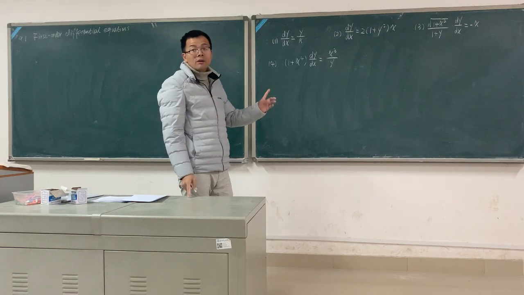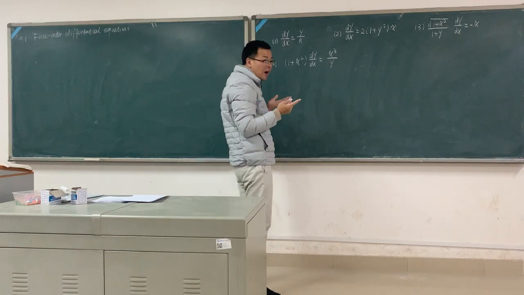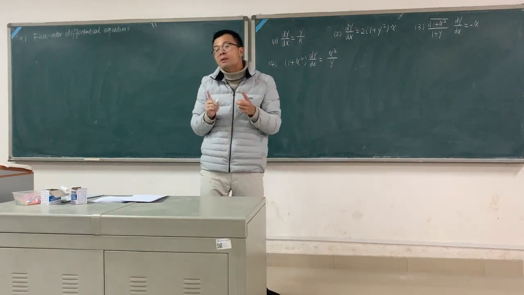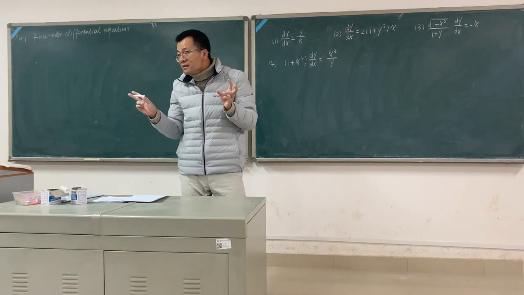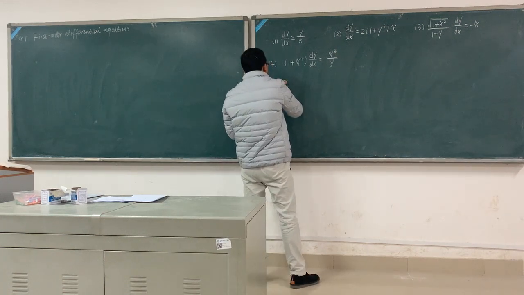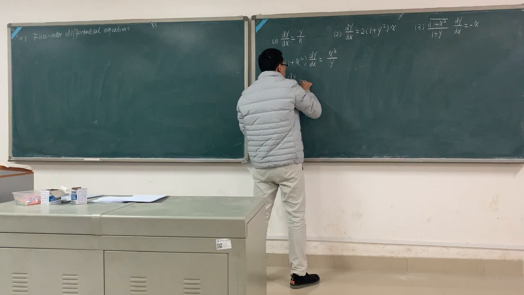Now for the first one, I think it's easy. So dy/dx equal to y by x. The key point is you should write x on one side, y on the other side, okay? So here we have the first one, dy/dx equal to y by x.